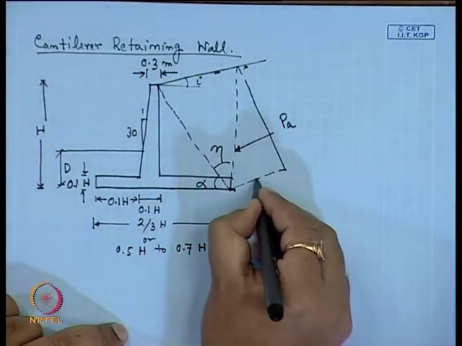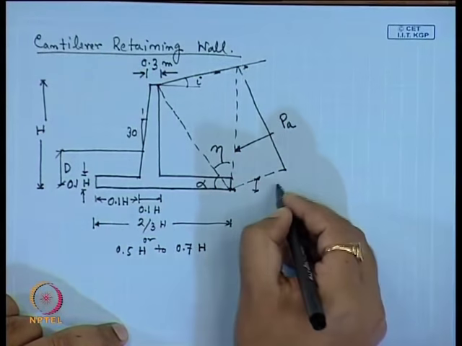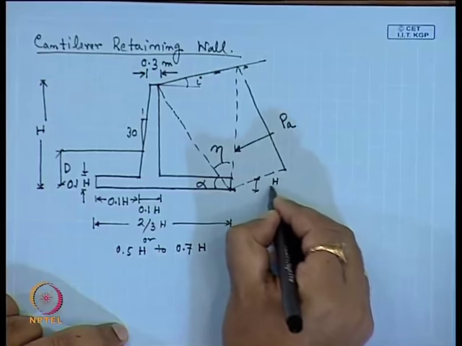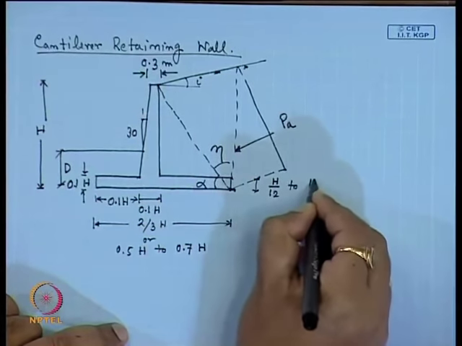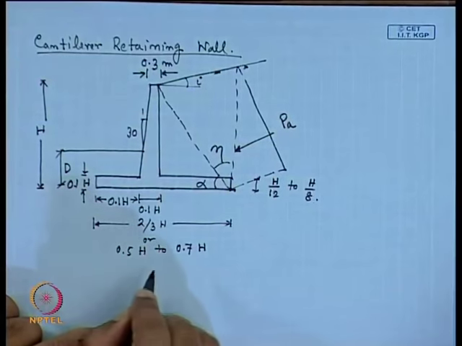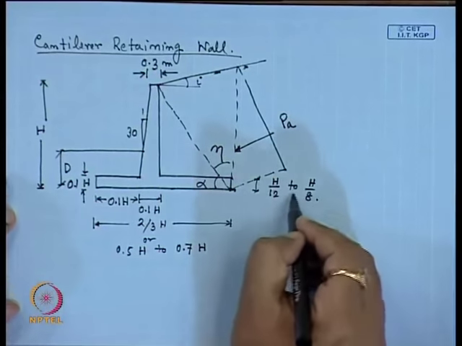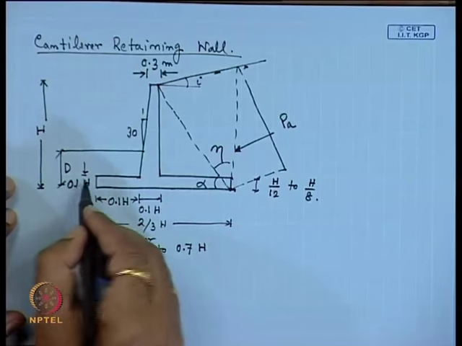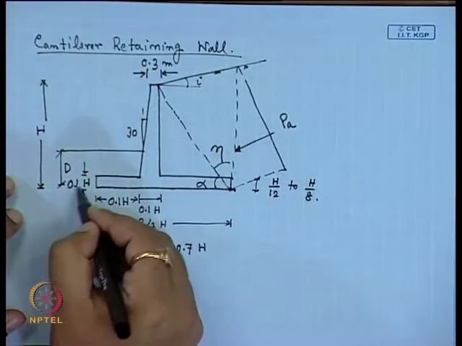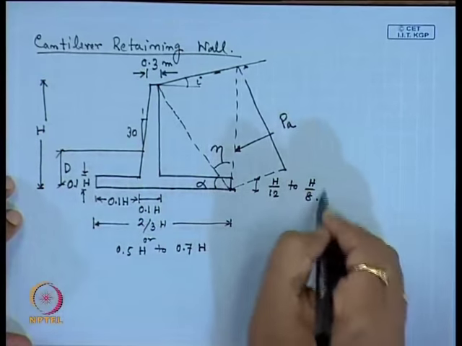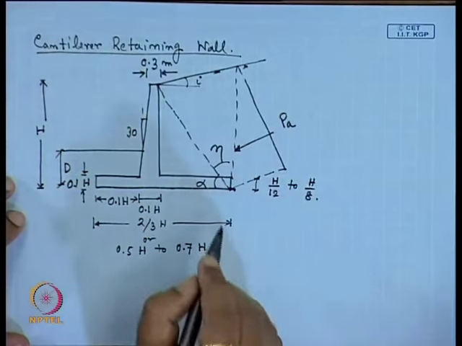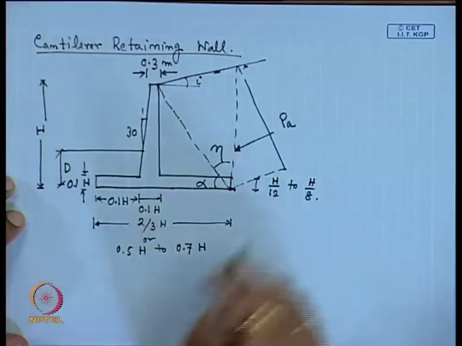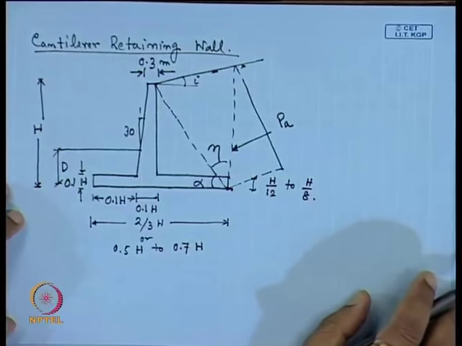Similarly, the thickness of this side is also taken as either 0.1h, or h/12 to h/8. So it is in between, that is h/10, which is considered here. The average value of these two is 0.1h. So these are the guidelines to choose the initial dimensions of this retaining wall.